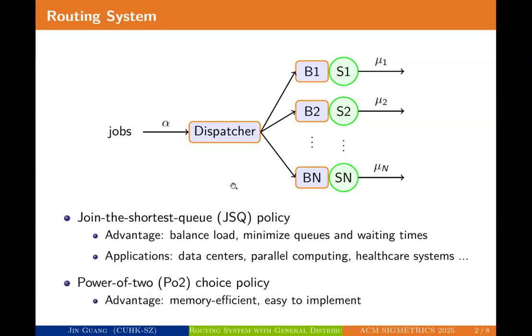Actually, in computer science, if the number of server stations N is too large, checking all of the queue length information of these N stations has a very high cost. So they use the power-of-two policy, meaning they randomly choose only two of them and assign the job to the one with the shorter queue length. This is very memory efficient and easy to implement.